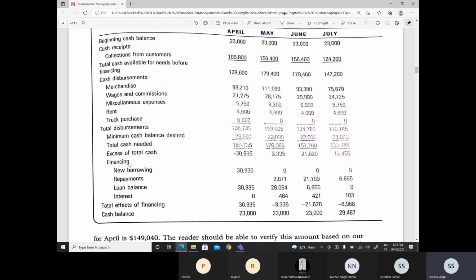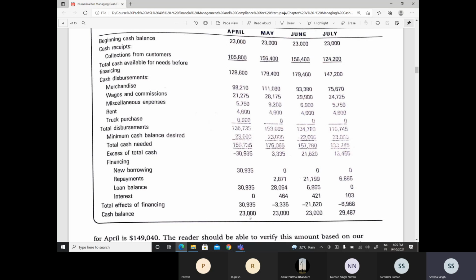Now, naturally, financing would be required. In terms of financing, we are borrowing 30,935 to meet the cash shortfall. We are not repaying anything now because we don't have the money. So we have a loan balance of 30,935. We are not paying any interest right now because we have just borrowed. And the total effect of financing again remains 30,935.